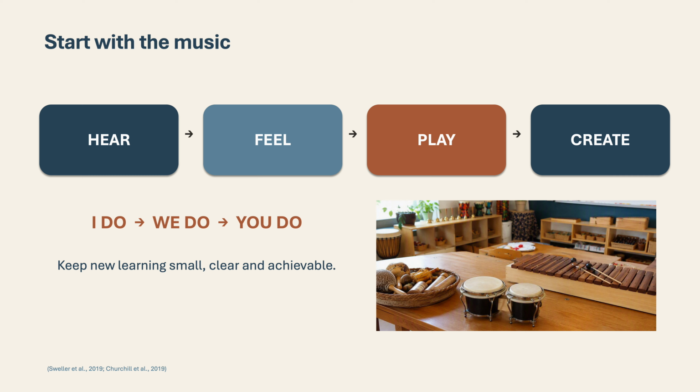Explicit teaching is important because students are novice learners developing new rhythmic knowledge. Churchill et al. 2019 highlight the importance of connecting new learning to prior knowledge and providing appropriate scaffolding. I begin with something familiar by asking the students to tap a steady beat. From there, I use an I do, we do, you do approach. I model rhythmic values, students practice with me, and then apply their understanding through echo activities and group composition.